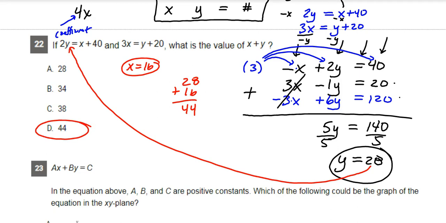When you get good at it, I do believe it could be faster than substitution, especially in certain types of problems. But just another good strategy to have under your belt. So again, that one is called elimination.